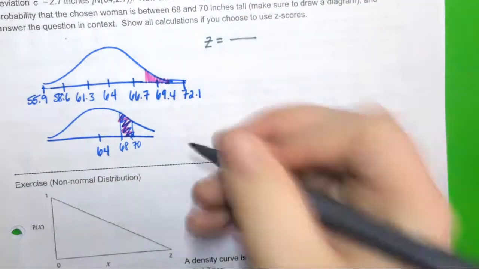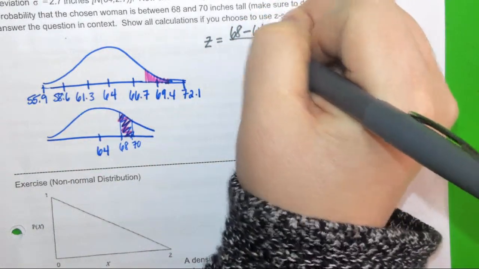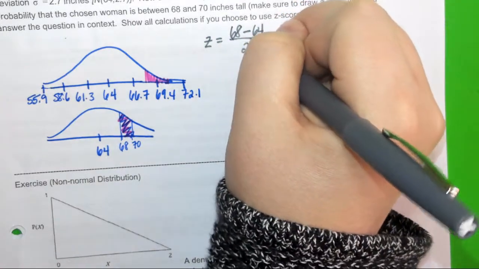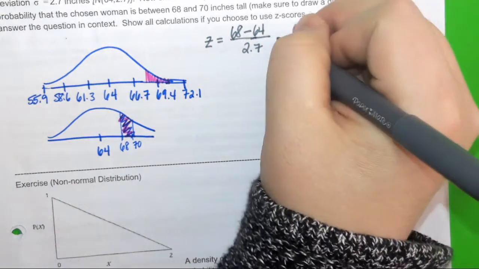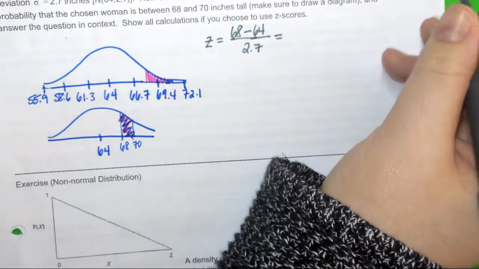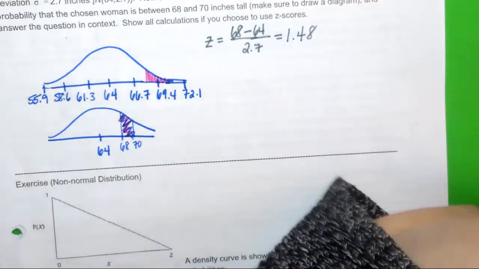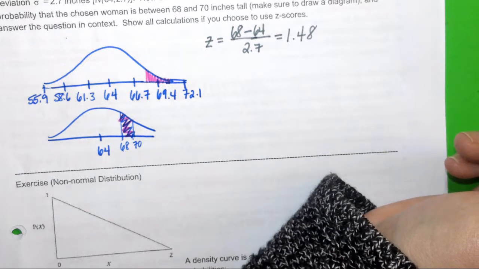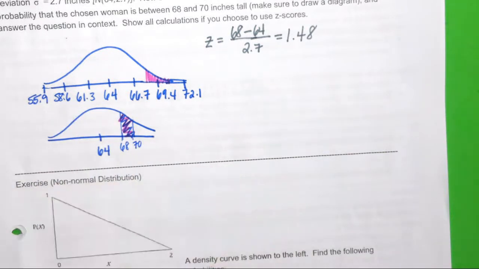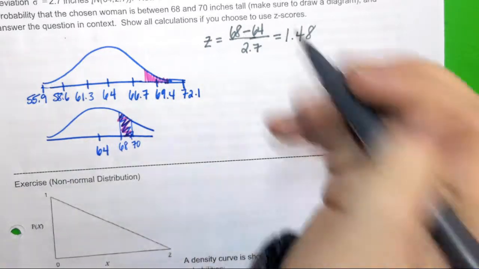I'm going to take my number, so 68, minus the average, which was 64, and divide by that standard deviation of 2.7. I really think you would have remembered that. So that's one of the two z-scores. You type that in your calculator and you get 1.48. And so again, z-scores is when we're still using this normal curve, but now we're setting the mean at 0, and we're saying our first z-score value is 1.48 above that mean of 0.